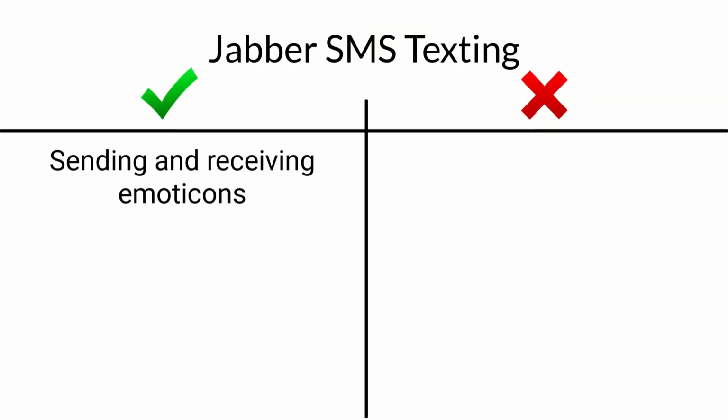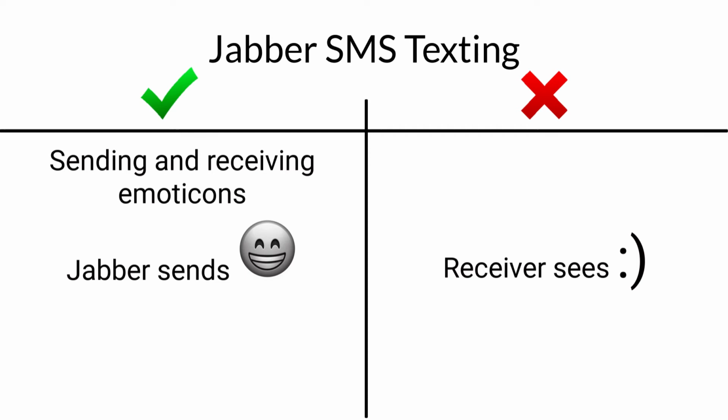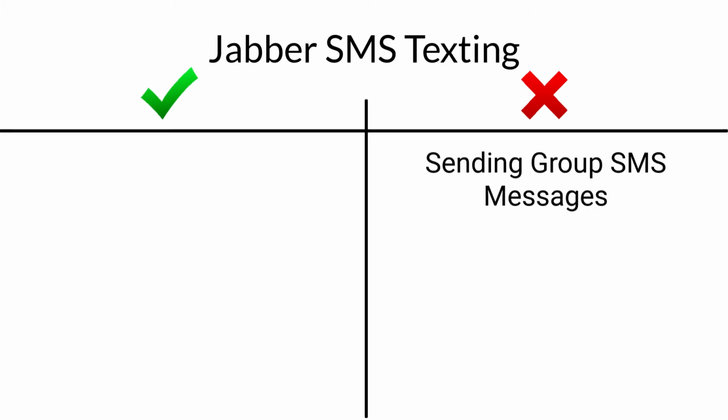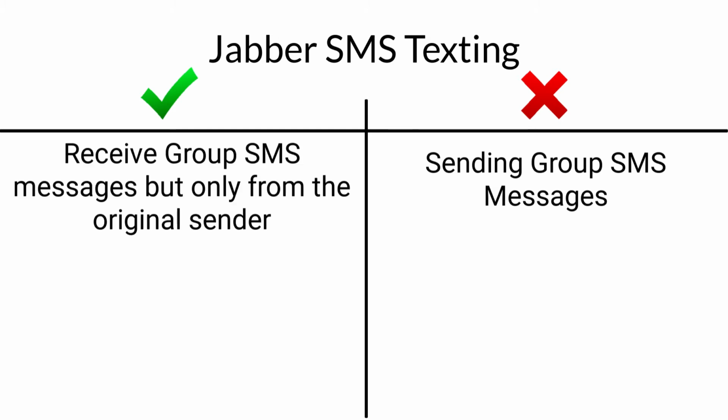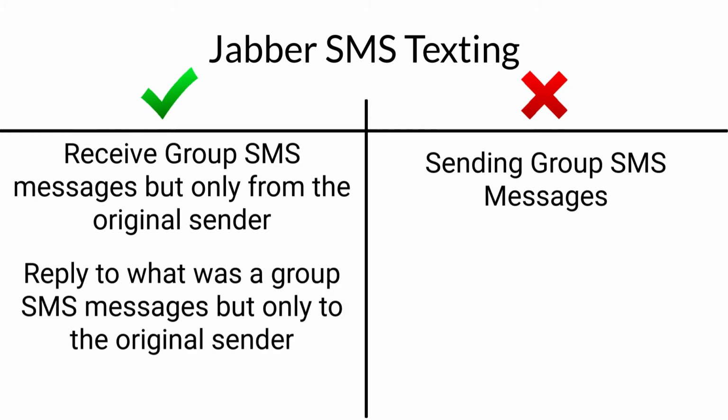You can send and receive emoticons, but the people you send them to will receive the text representation. You send smiley face, they get colon parenthesis. You also can't send text to groups. If you try, you will get an error. If someone adds you to a text group and sends a message, you will get the message, but it will only be from the sender. When you reply, it will only be to the original sender and not the whole group.